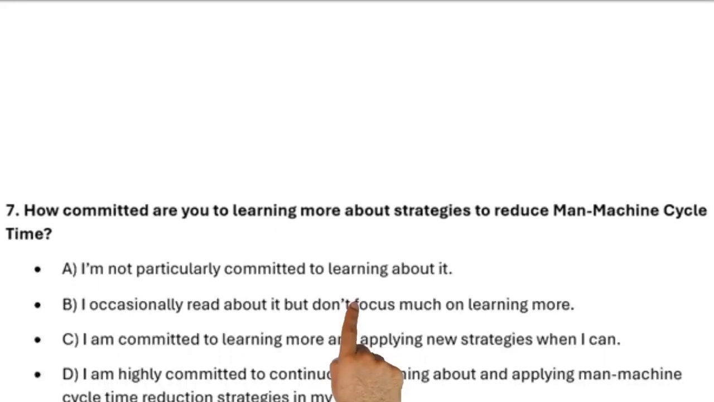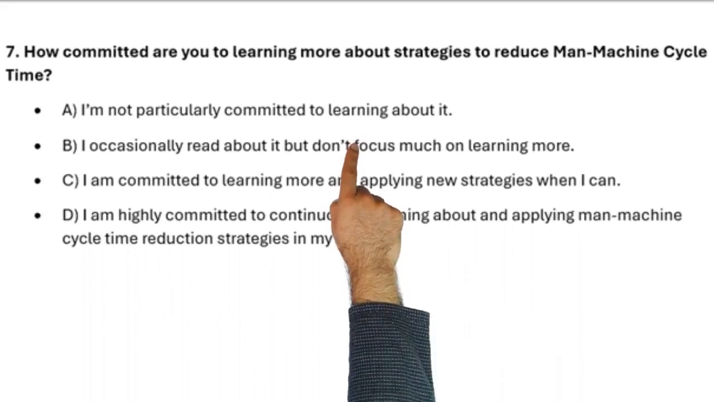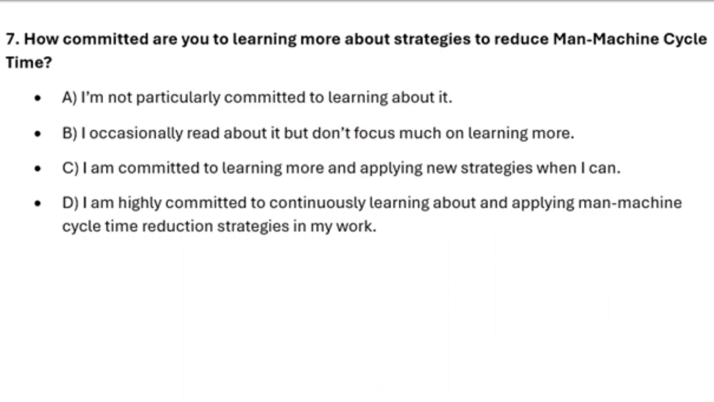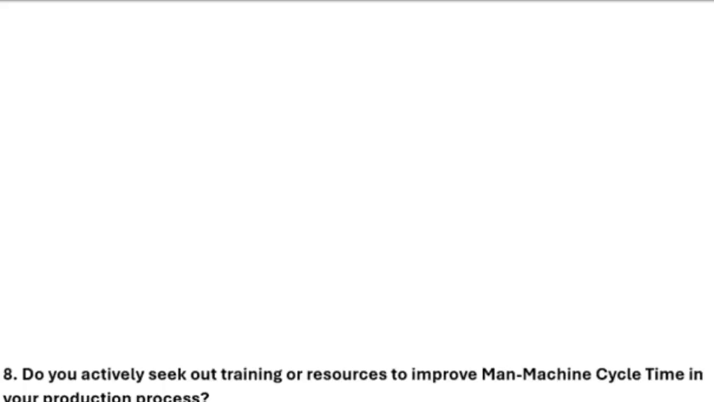7. How committed are you to learning more about strategies to reduce man-machine cycle time? A. I'm not particularly committed to learning about it. B. I occasionally read about it but don't focus much on learning more. C. I am committed to learning more and applying new strategies when I can. D. I am highly committed to continuously learning about and applying man-machine cycle time reduction strategies in my work.